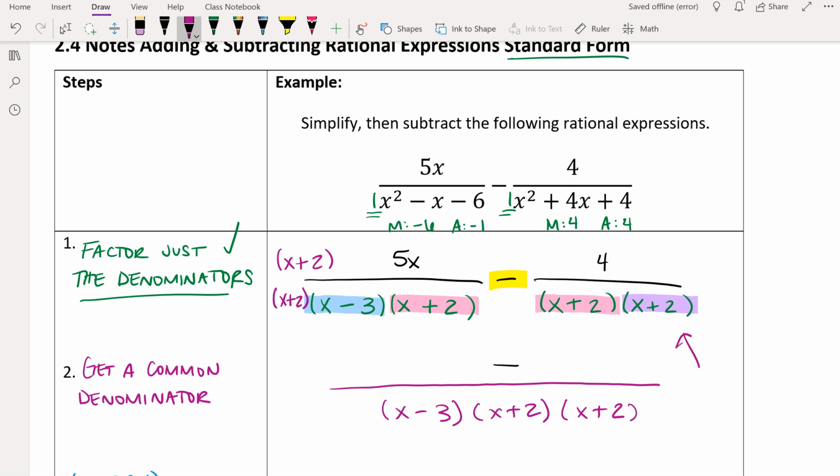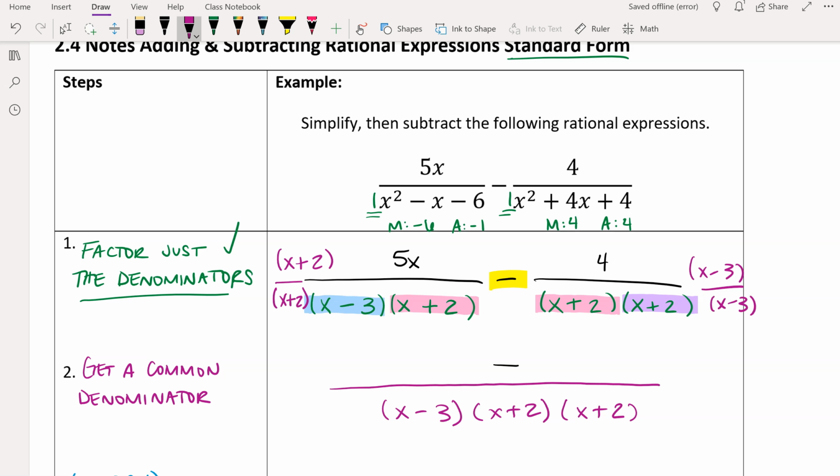What's missing from this fraction on the right? This denominator. The x minus 3, right? We need x minus 3 in both of our denominators. So we're going to multiply by x minus 3 over x minus 3.